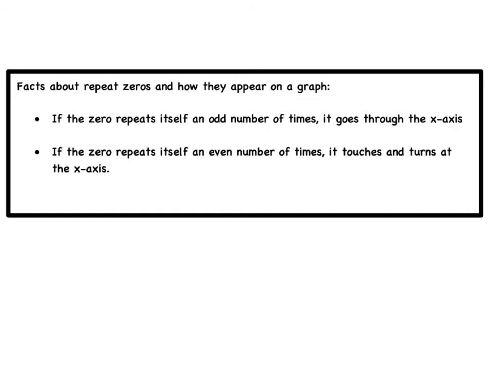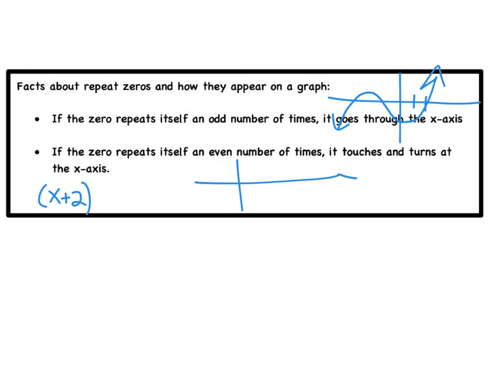So here's a summary of what I just stated. If the 0 repeats itself an odd number of times, it cuts through the x-axis. Okay, so your curve is just going to go right through it. Whereas if it's there an even amount of times, like you have x plus 2 to the 2nd power, that means at -2, where the 0 is, it's going to bounce off the graph, won't cut through.